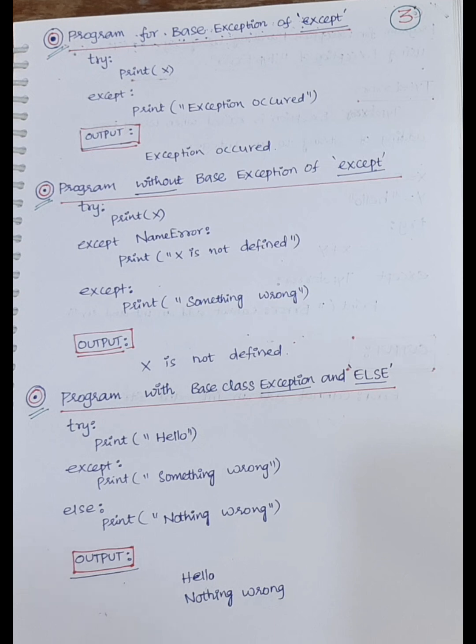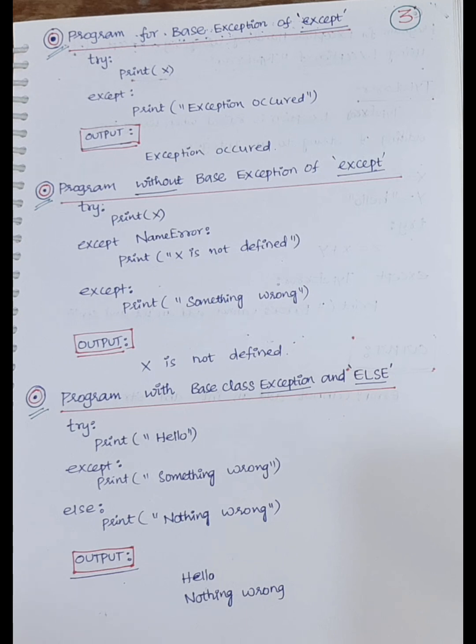For the same program, we can give the type of the error in the except. Here you see the program without base exception except. Now I am not using base except. Instead of base except, I am using the type of error, if I want to give the value for the variable. You see here in the try block, I write print x, except NameError. Here I am giving the exception type. What is that? NameError. For that variable, I didn't assign any value. So that is the exception of NameError.